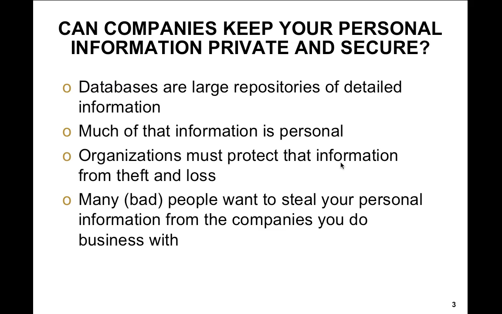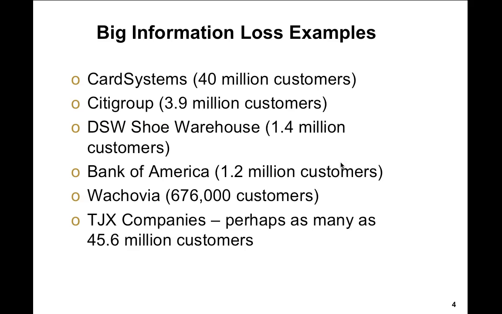Many bad people want to steal your personal information. What do the companies you do business with do? They might not actually store your information correctly. Big information loss examples: CardSystems, 40 million. Actually, this happened recently with Discover. I think Discover is out of business at this point. They had the numbers stolen or something. I can't remember what happened. They had a network leak. Somebody was able to come in, steal all of the numbers, and mess up the billing, essentially.